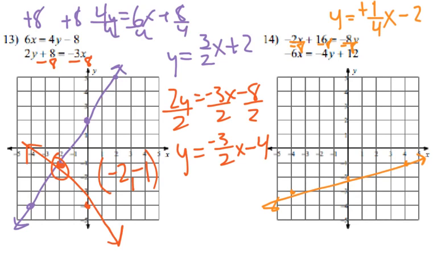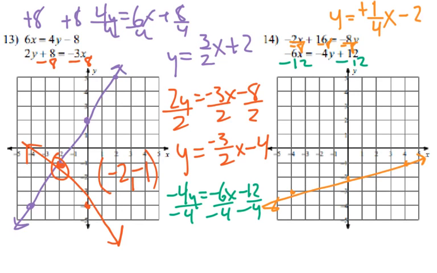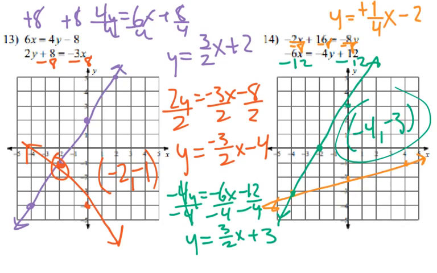And this last one, we would want to subtract 12. So we get negative 4y equals negative 6x minus 12. Divide everything by negative 4. We get y equals 3/2 x plus 3. So up to 3, up 3 to the right 2, or down to the left 2. And we see where they intersect right there at negative 4, negative 3. And there we go. There's a bunch of examples of how we graph these systems.